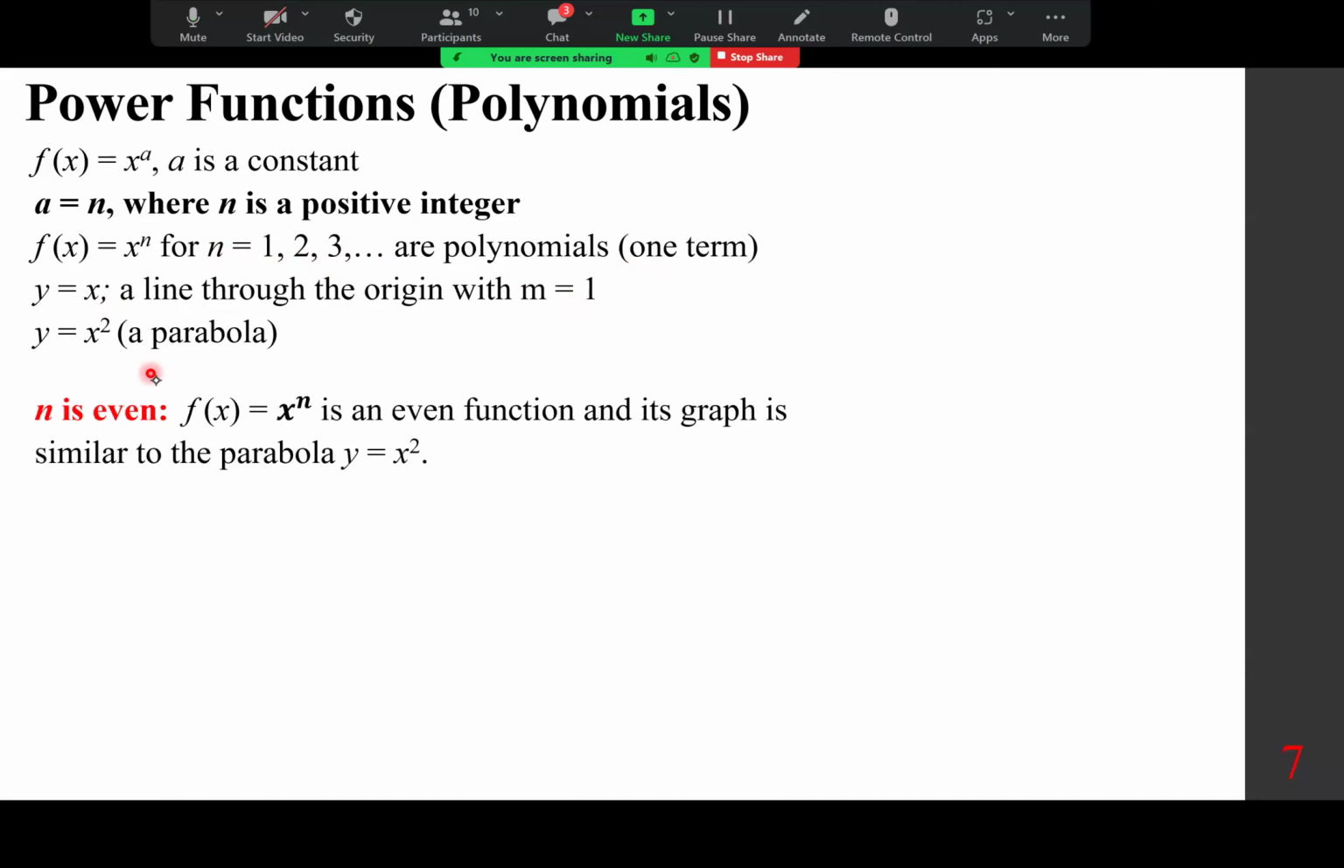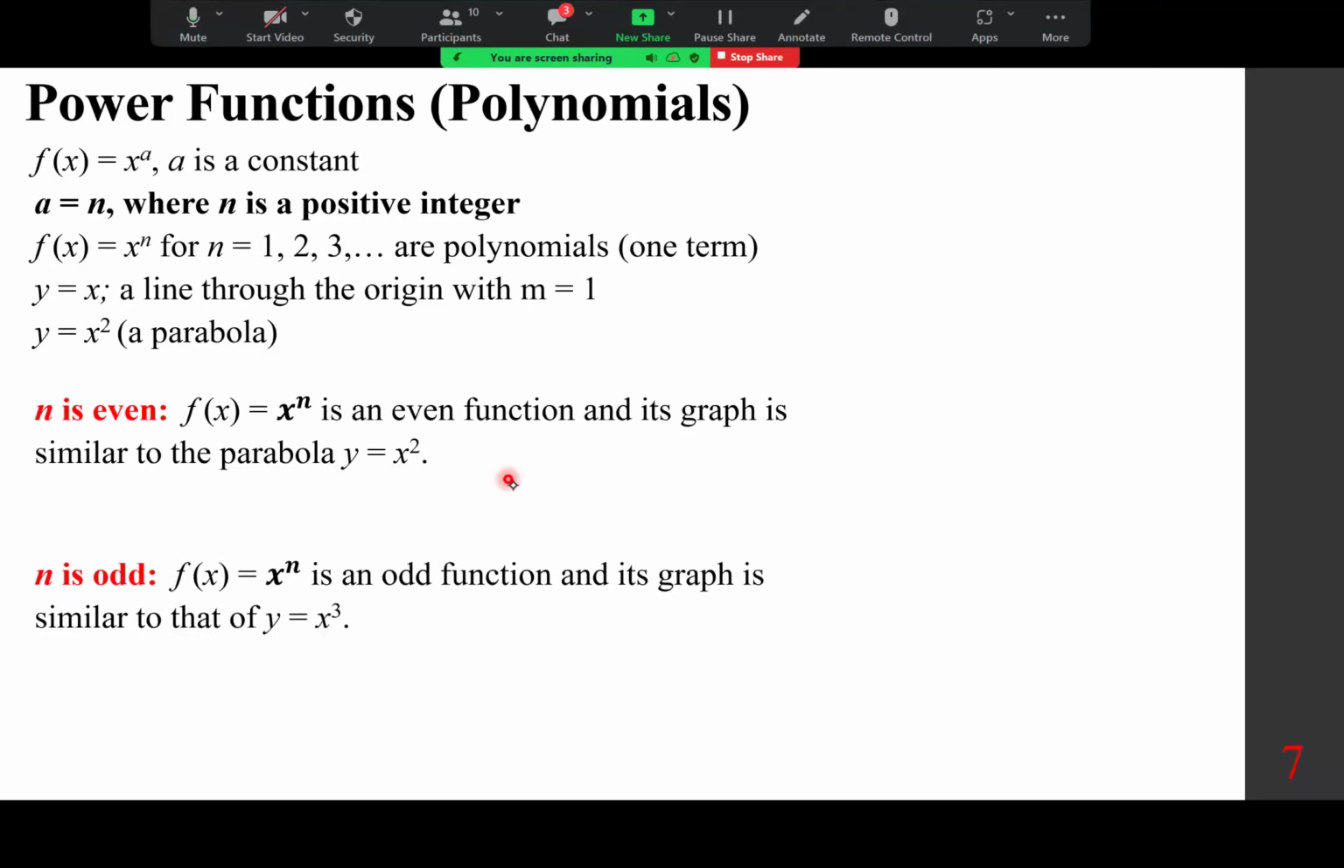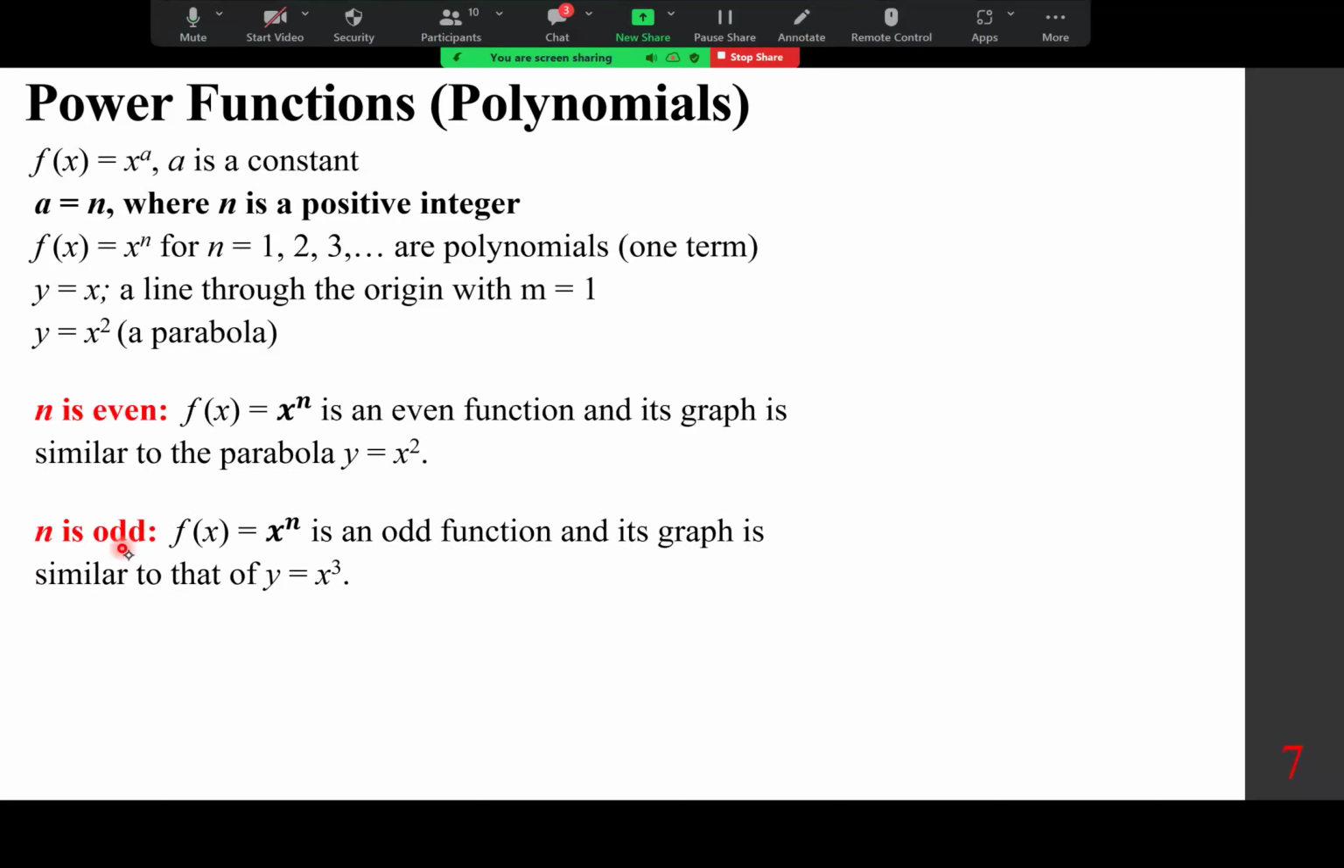N is the exponent. If it's even, f of x equals x to the power of n is an even function, and its graph is similar to the parabola y equals x squared. Looks similar to that. That is referring to finally the end behavior. If n is odd, f of x equals x to the power of n is an odd function, and its graph is similar to that of y equals x cubed.